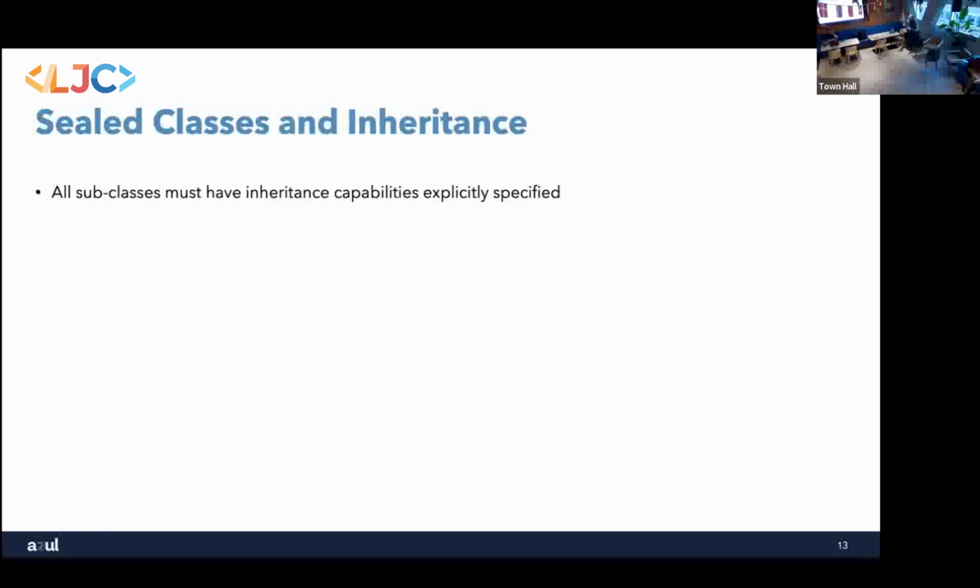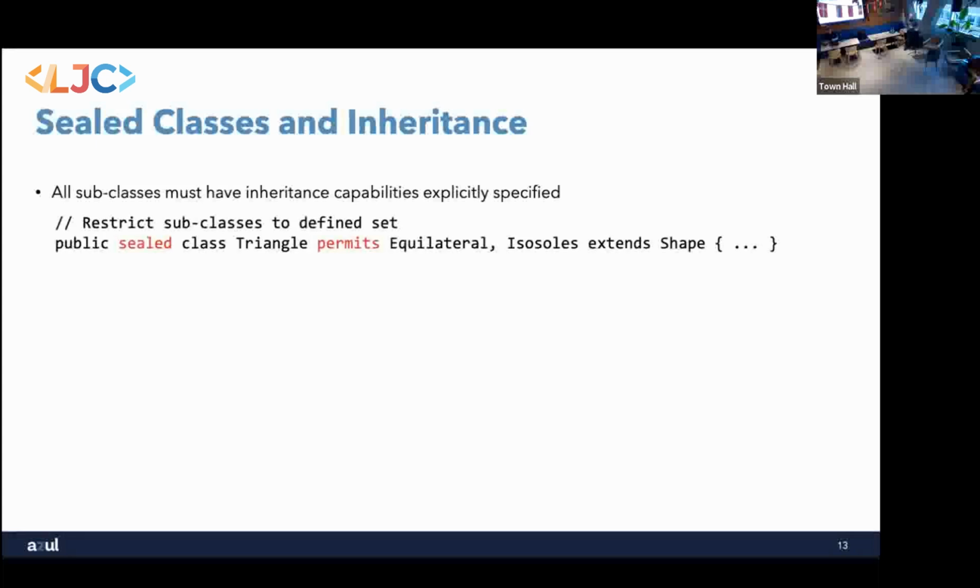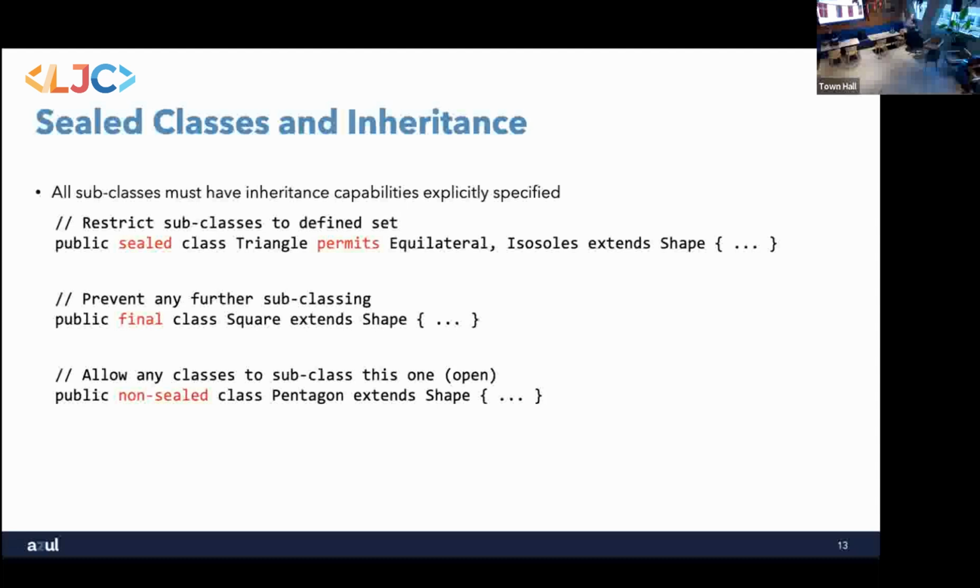Just a little bit more about sealed classes and inheritance. All the subclasses must provide the inheritance capabilities explicitly. There are three ways of doing that. So the first is you can have a sealed class which permits further subclasses. So you can continue to have it sealed with a list of permitted subclasses. You can make it final. So you can say that the Square is final, so nobody can then extend that further. And then you can have this sort of slightly strange thing, which is you can unseal it. So you can now use a hyphenated keyword, which is non-sealed. And then you can say, okay, your class Pentagon now can be inherited by anybody else.